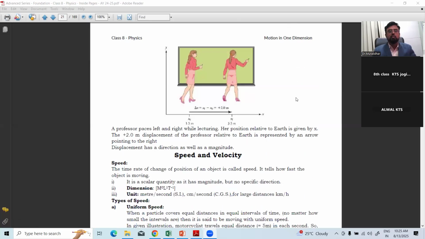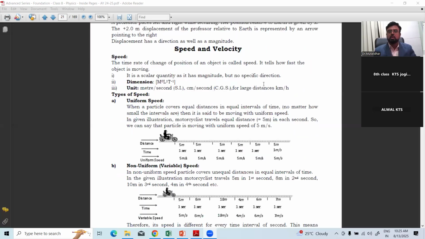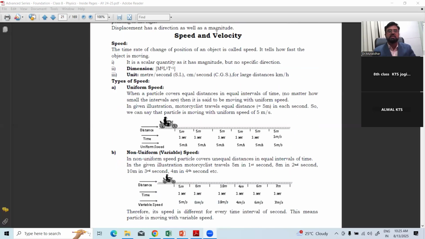Now, when you move ahead, there are another two terms. Both sound the same, but there is a difference: speed and velocity. Speed is nothing but distance by time, the rate of distance. Whereas velocity is nothing but displacement by time. That's all, there is a difference. Since distance is a scalar quantity, speed is also a scalar quantity. Velocity, displacement by time, is a vector quantity.